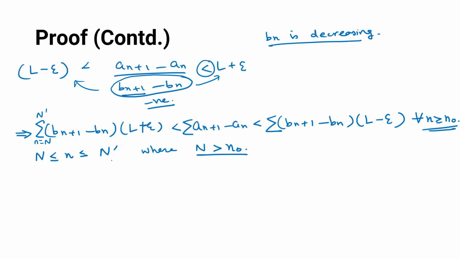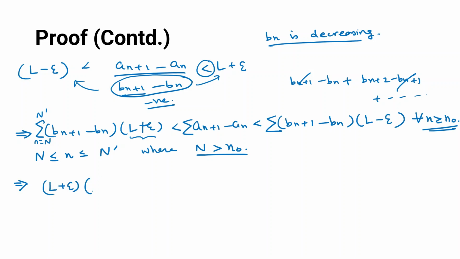So when we sum this up, this is a constant, so this is going to come out, and this is going to become a telescoping sum, right? So the alternating terms are going to cancel. What I mean is that this is bn plus 1 minus bn. Next term we're going to add bn plus 2 minus bn plus 1. This one is going to cancel. Similarly, in the next term it's going to cancel. So in the end, we're going to be left with only two terms, which are, this is L plus epsilon.